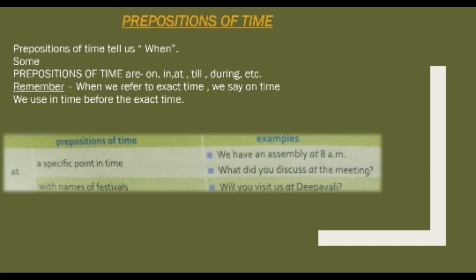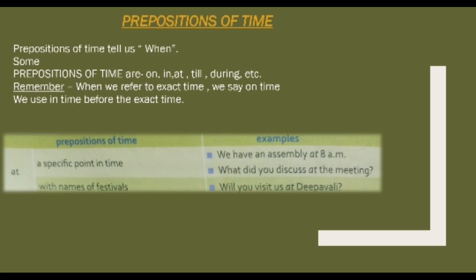Okay, so students, one important point is there. When we refer to exact time, like if someone says that you have to reach school in time, here in time means time से पहले. Like if you have to reach at 8, so if someone says that you have to reach in time, that means before 8. And if someone says that you have to reach on time, that means you have to reach at 8. That means 8 o'clock ही आना है. In time means before time, and at or on means at that time only.